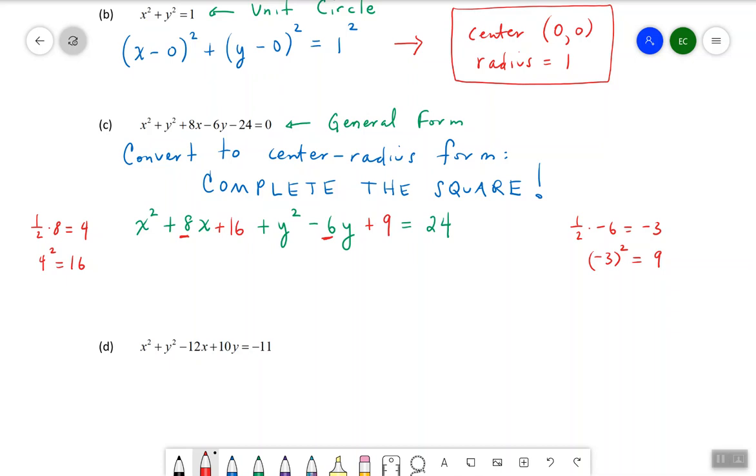And then we can do that. That's fine as long as we add the 16 and the 9 to the other side as well. Plus 16 plus 9. And then maybe I'll just clean that up just a little bit there.